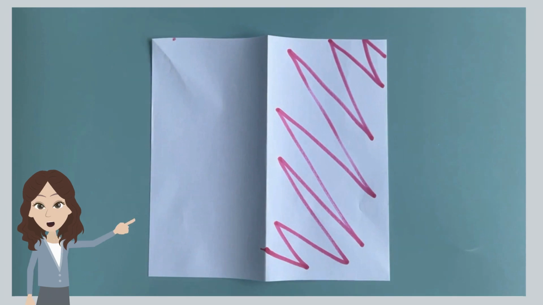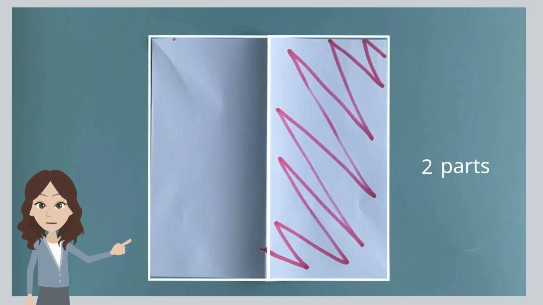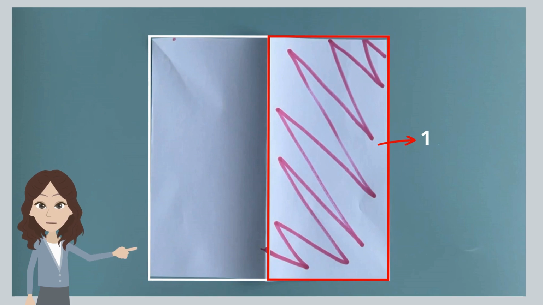After folding the paper into half, there are two equal parts. Out of the two parts, one part is shaded. So, the fraction of the paper that is shaded is 1/2.